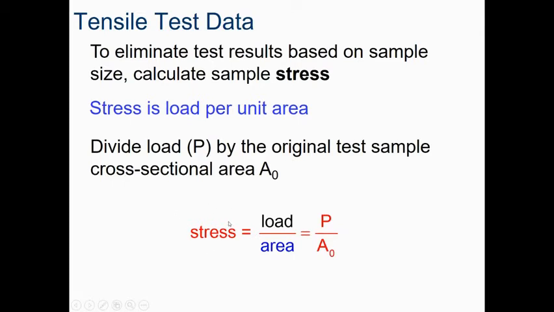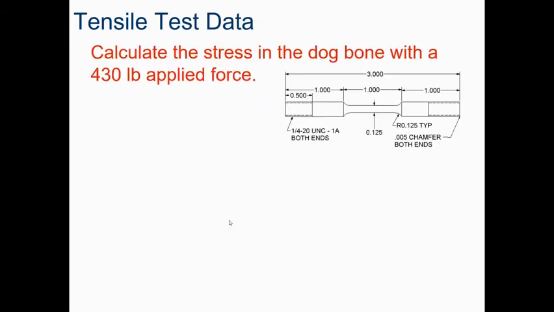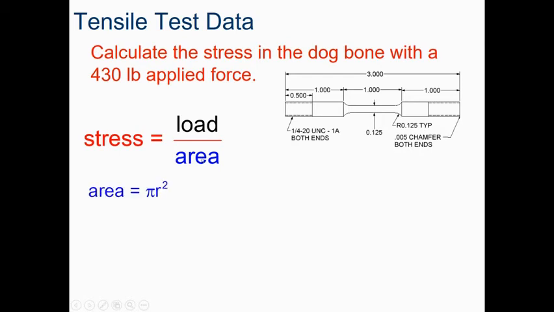The other one that we can change is going to be our change in length. Oops, sorry, I'm getting ahead of myself. It says calculate the stress in the dog bone with a 430-pound applied force. So here's our dog bone. We know that stress is load over area. I have to remember that this is not area, this is my diameter. So area equals pi r squared. Area equals pi times 0.0625 inches, which is my radius, squared. So I have an area of 0.0123 inches squared.